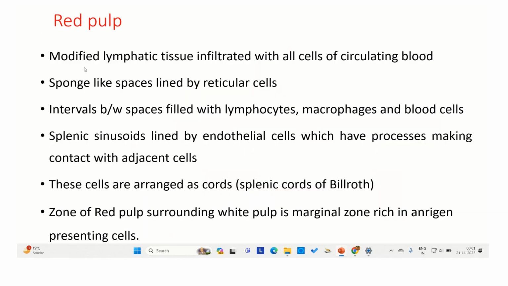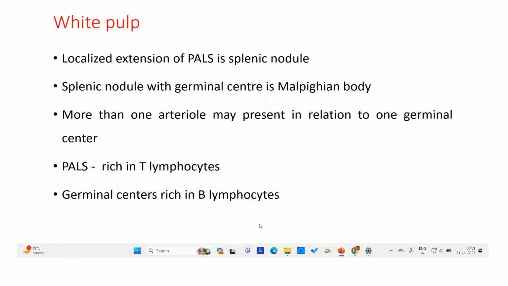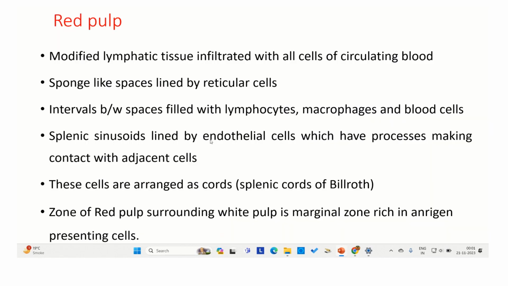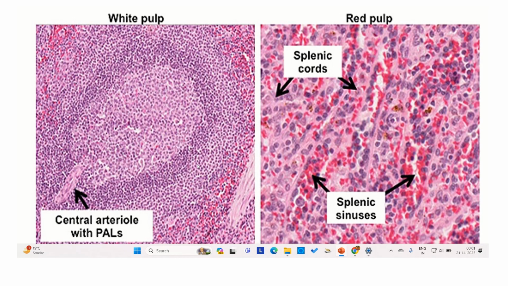So what is red pulp? It is a modified lymphatic tissue infiltrated with all cells of circulating blood. It appears sponge-like, lined by reticular cells. The spaces in between are filled with lymphocytes, macrophages and blood cells. Splenic sinusoids are lined by endothelial cells which have processes making contact with adjacent cells. These cells are arranged as cords, the splenic cords of Billroth. The zone of red pulp surrounding white pulp is the marginal zone, which is rich in antigen presenting cells. If you see in this diagram, this zone of red pulp surrounding the white pulp is rich in antigen presenting cells.